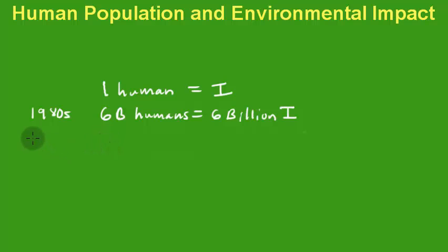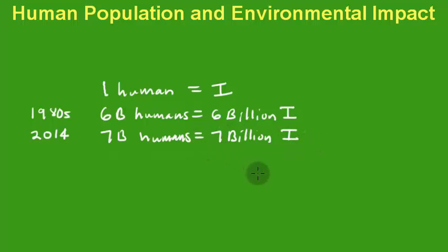Well, we know that now, at least when this video is being made in the year 2014, we are over 7 billion people on the planet. So about 30 years have passed, and we've gained 1 billion humans. So what does that mean? If we've got 7 billion humans, and each of them has an impact of I, we've got 7 billion I. That would be the measure of total human impact on the environment.